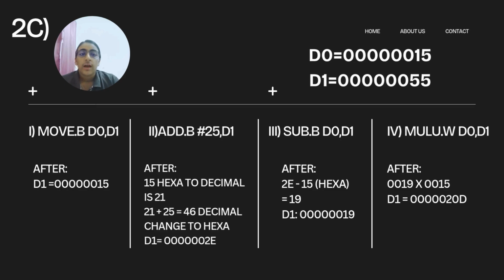So you're gonna take 15, the last two digits from D0, and it's in hexa, so you're gonna change it to decimal, which will equal 21 decimal. Then you're gonna plus 25. The #25 is already in decimal, so 21 plus 25 equals 46 decimal. Then you change 46 decimal to hexa, and your answer should be D1 0000002E. Yeah, okay.